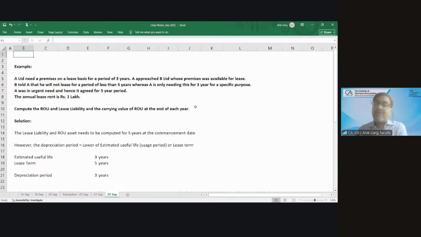Then Ind AS says if IFRS is also silent, then you can go to US GAAP. So we went to US GAAP, and it talks about 75% or more. If your lease term is 75% or more of the life of the asset, you can consider it a major part of the economic life. Or if the present value of lease payments is 90% or more of the fair value of the asset, you can consider it a substantial value. So we can use US GAAP and draft our accounting policy.